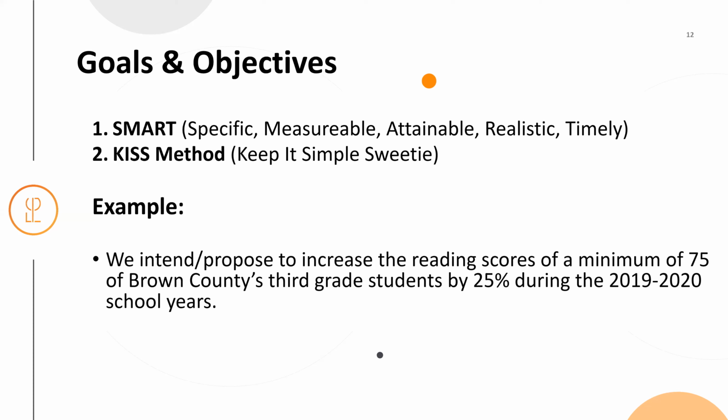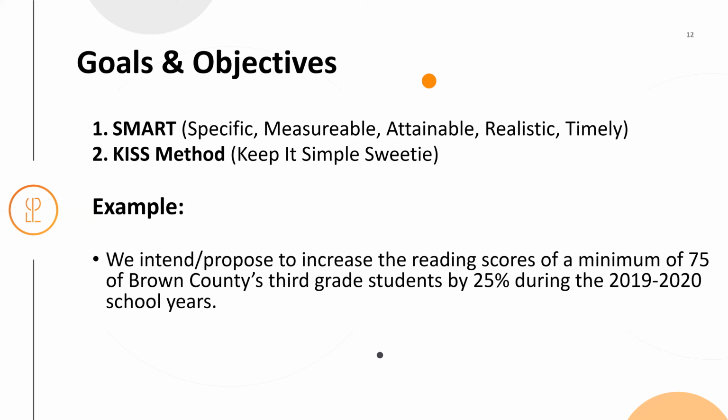All of that is specific. We have a measurement in there. We say 75 third grade students by 25%, so we actually have two measurements in there. We are assuming that that is attainable and it's realistic, and we have a time frame on that. It's during the 2019-2020 school year.